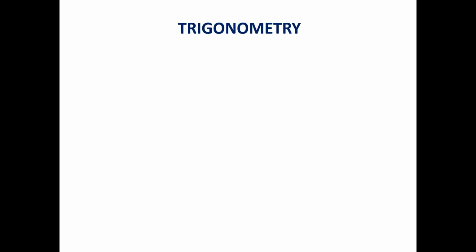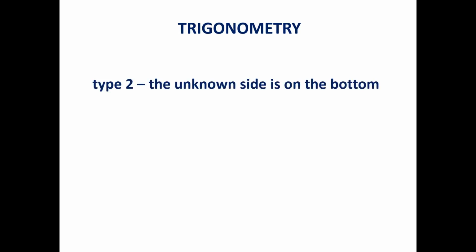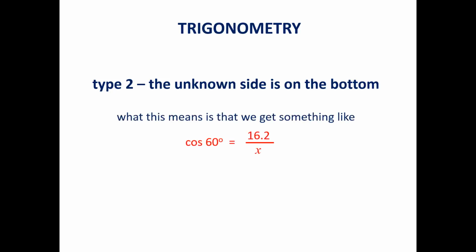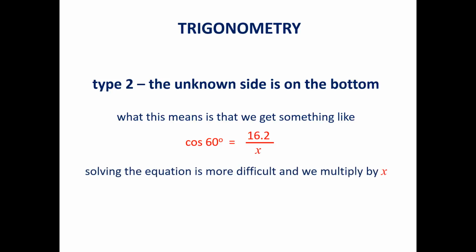Okay, let's have a look at the next type of calculation, and we're calling this a type 2 when we've got the unknown side on the bottom. What we mean by that is that we'll have something like cos 60 equals 16.2 over x. So the x, the length of the side we're trying to find, is on the bottom there. So it's a little bit more difficult. We've got a couple of steps before we can solve the equation for x.